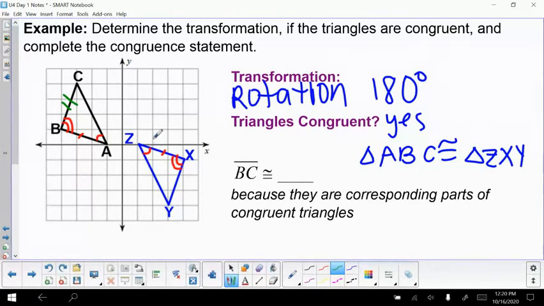The one that corresponds to BC, since it was rotated, this was on the left and it rotates 180 degrees, it comes over here. So the one that goes with BC is XY, and you could also look at it here. B goes with X and C goes with Y.